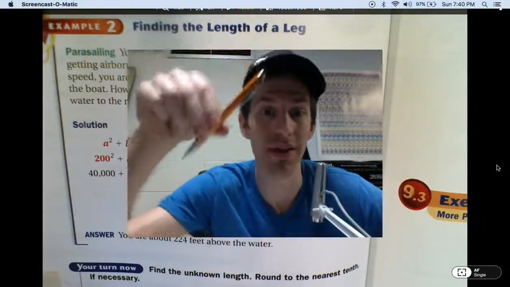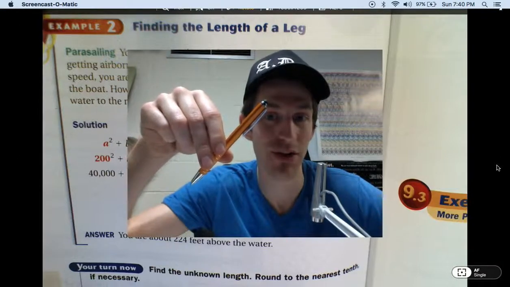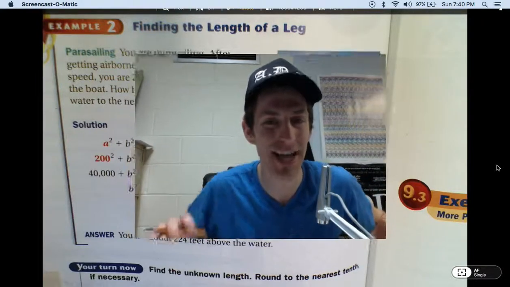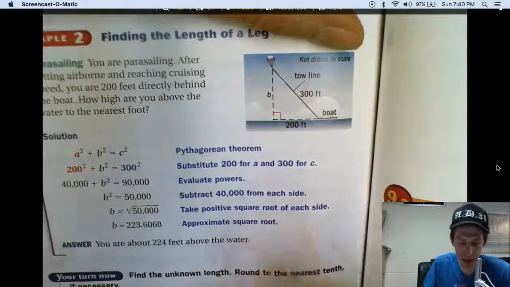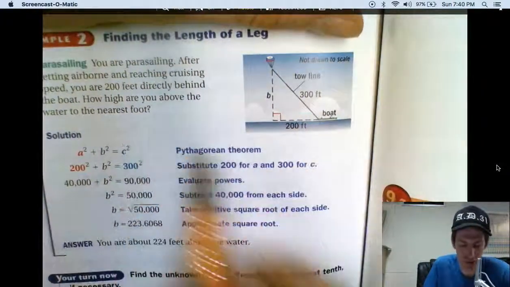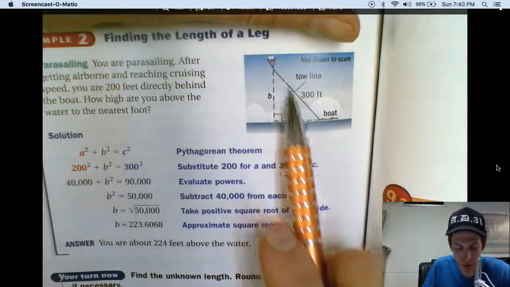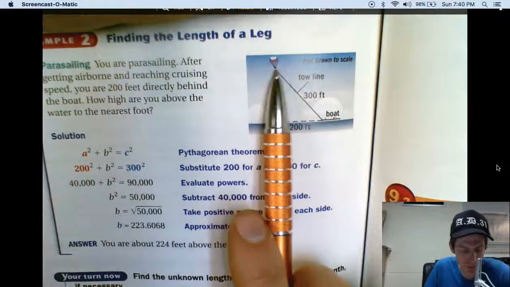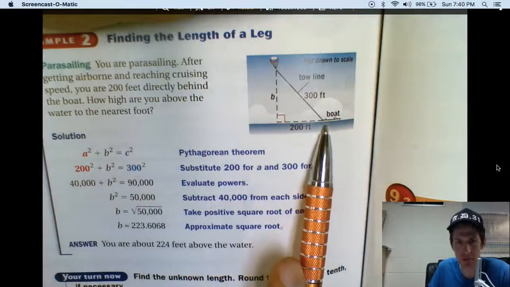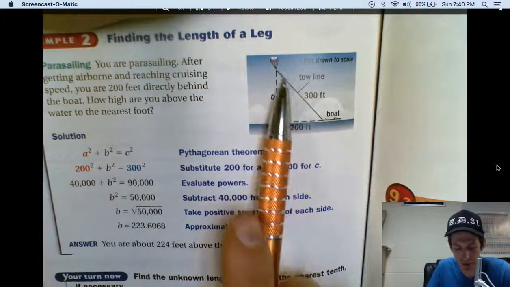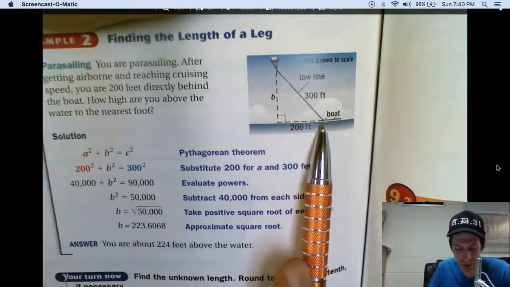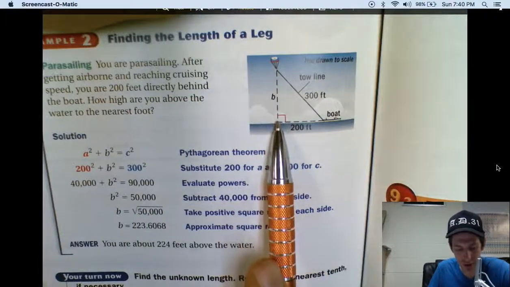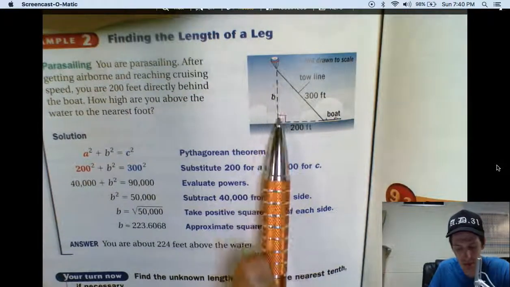What if you know the length of the hypotenuse and you're trying to find out the length of one of the legs? That's different. Look at this. In this picture, and I'm not going to read the whole thing, we know that this whole thing is 300 feet. That's the hypotenuse of this. Looks like a parasailing thing behind a boat. You ever done that? I haven't. 300 feet. This distance down here is 200 feet. One leg is 200. What is the other leg? The other leg happens to be the height above the water here.